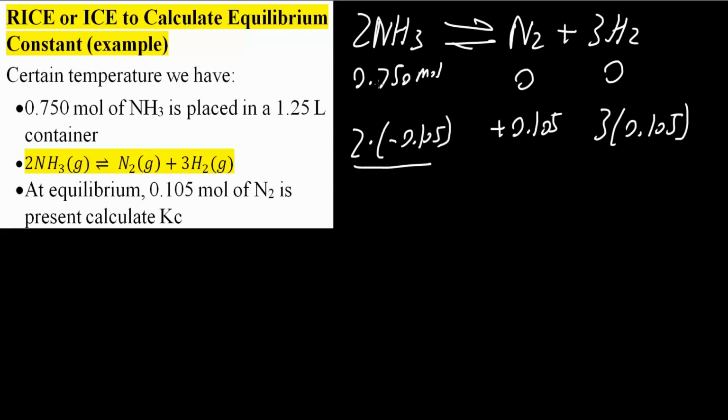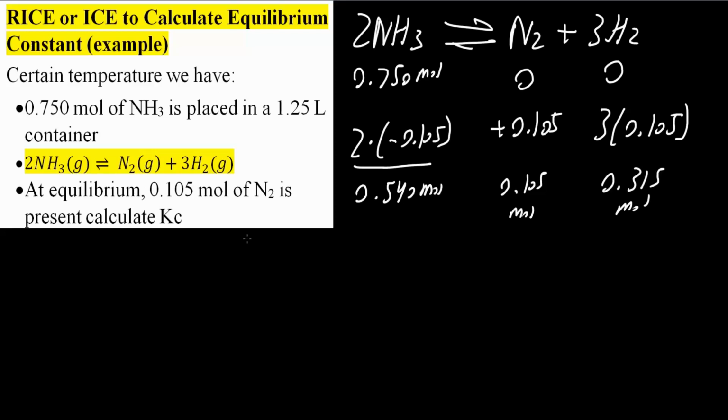Next we add it up for the equilibrium. So 0.750 minus 2 times 0.105, we would get 0.540 moles. N2 remains the same, 0.105 moles. Finally, 3 times 0.105 would be 0.315 moles. Next, we will find the molarity.